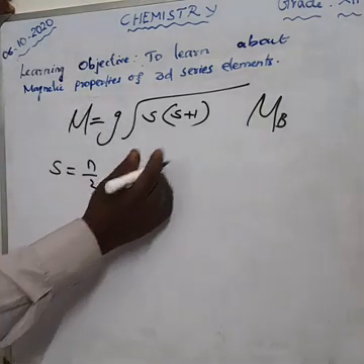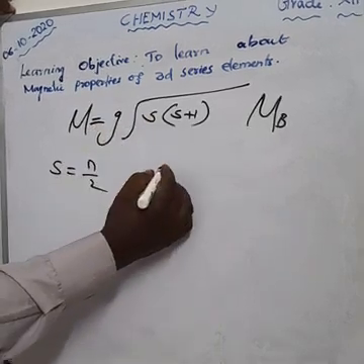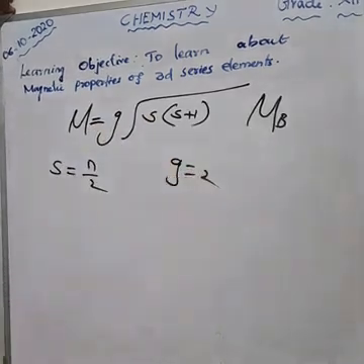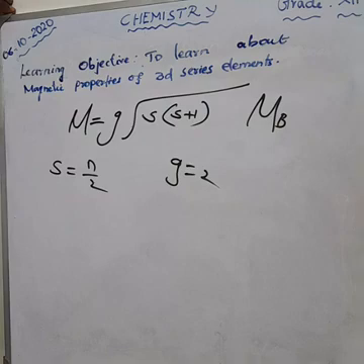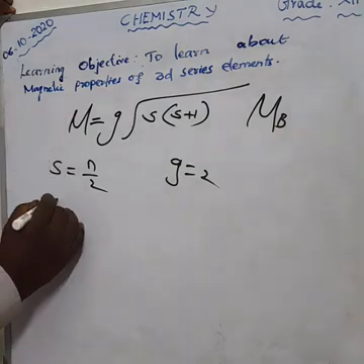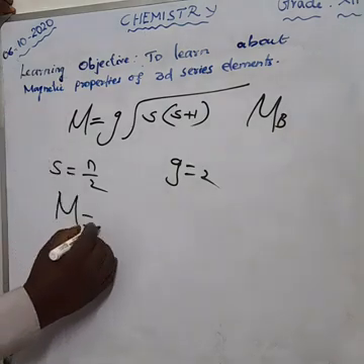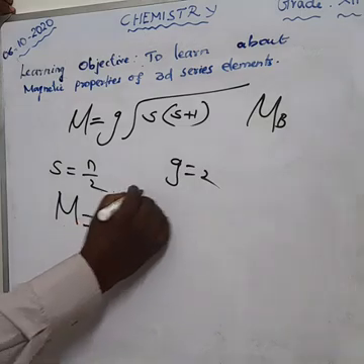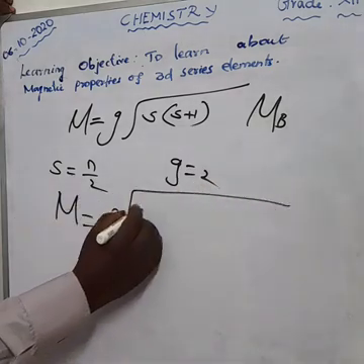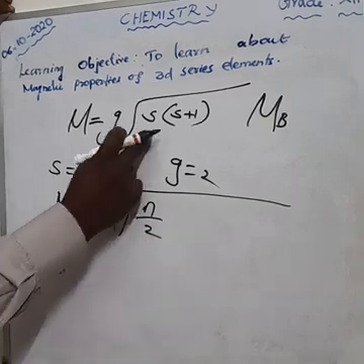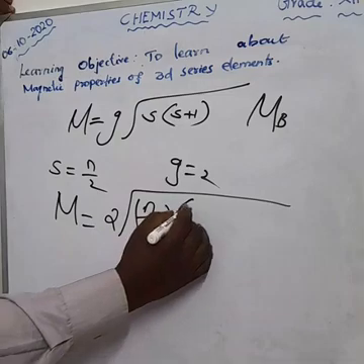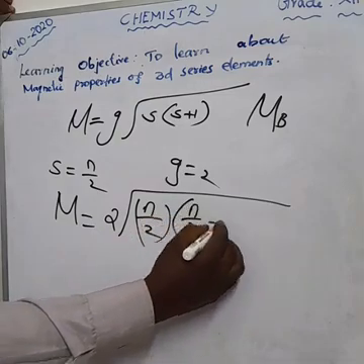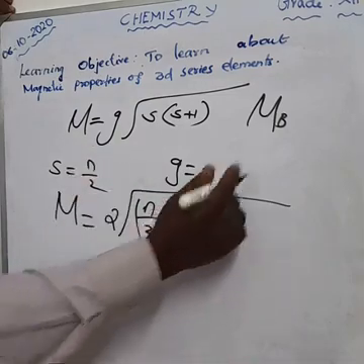For an electron, g is equal to 2. Therefore, the spin magnetic moment is given by the formula mu is equal to 2 into root of n by 2 into n by 2 plus 1, in Bohr magneton.